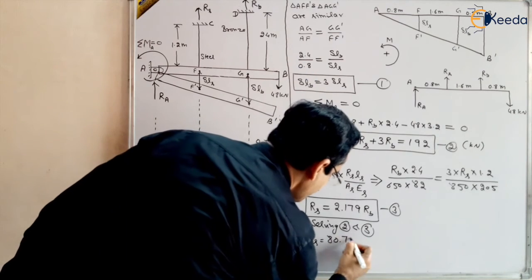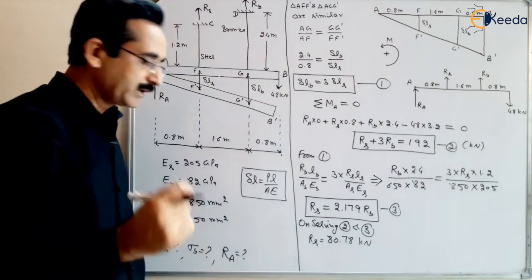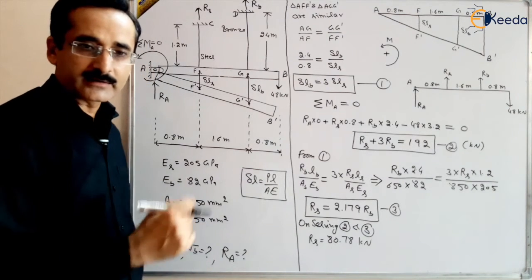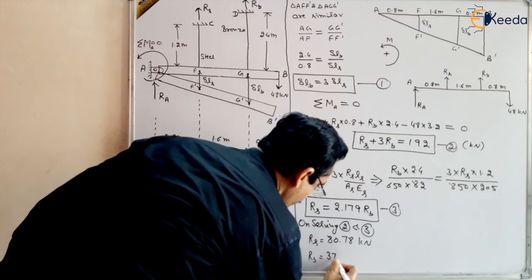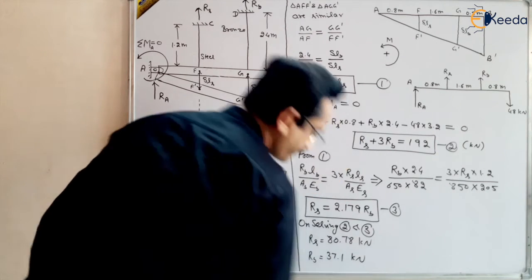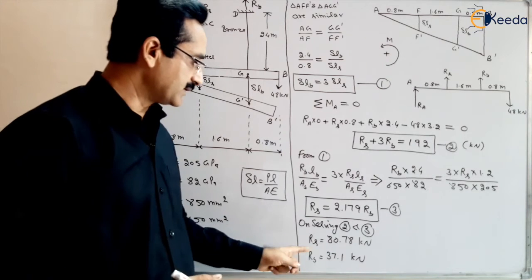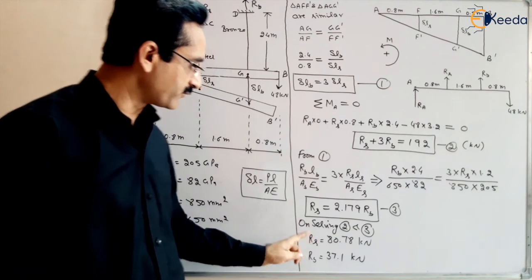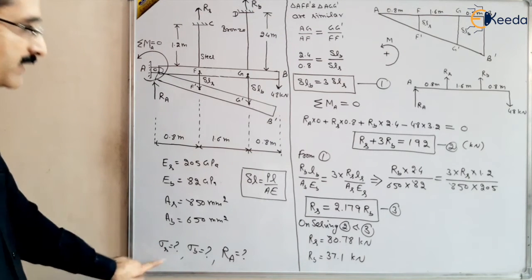On solving the second and third equations, you would get RS as 80.78 kilonewton, because we are taking kilonewton, right? So RS is 80.78 kilonewton, and RB is 37.1 kilonewton. This is the final result you will get for RS and RB. But we have to find out the stress in RS and RB.